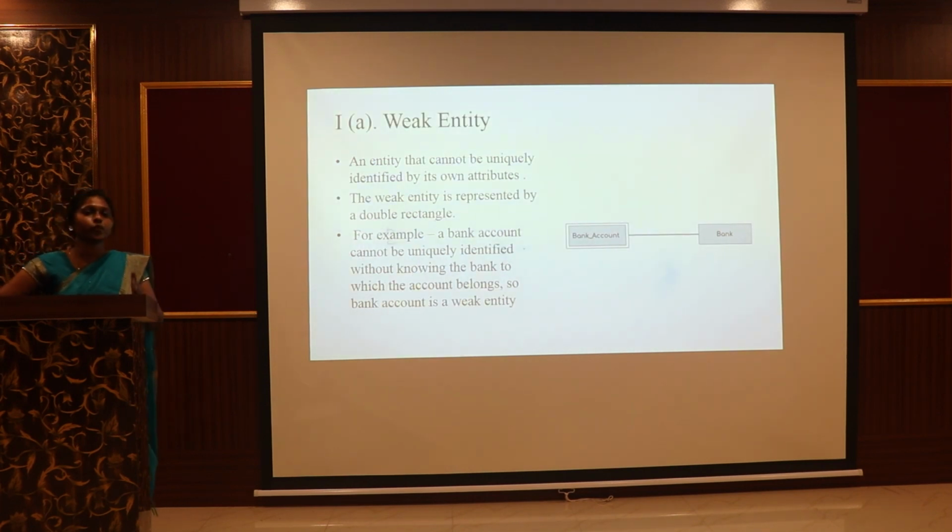In the entity, there is one more category called a weak entity. A weak entity cannot be uniquely identified by its own attributes. For example, a bank has so many bank accounts, right? A bank account cannot identify which bank it belongs to. So that comes under weak entity. A bank account cannot be uniquely identified without knowing the bank to which the account belongs. So a bank account is a weak entity. It is represented in a double rectangular shape. Okay, so that is called a weak entity.